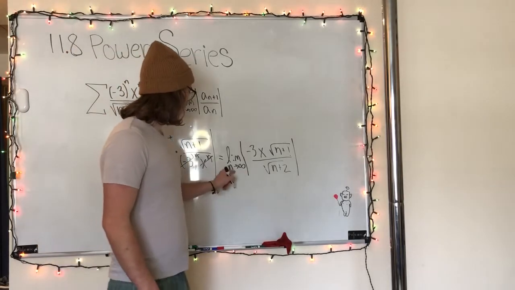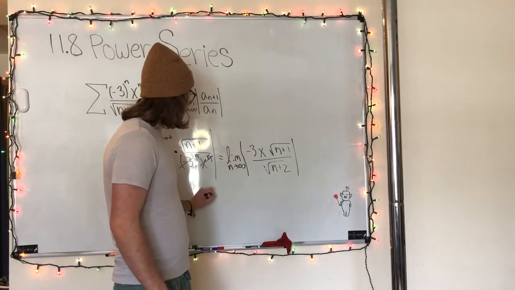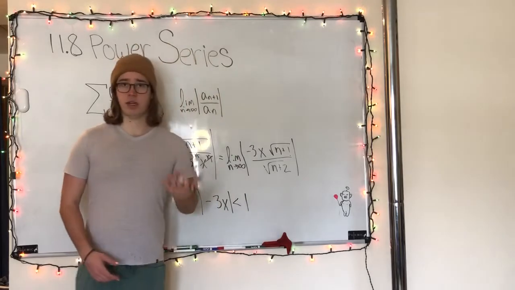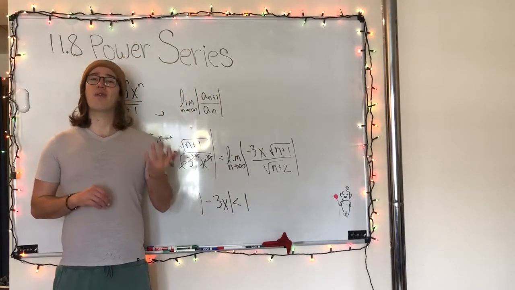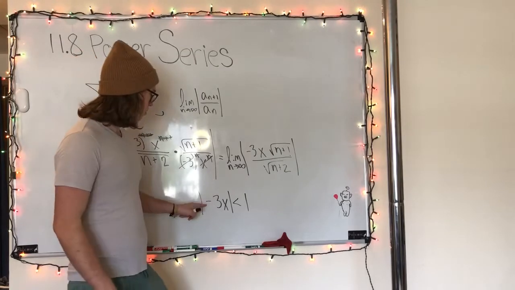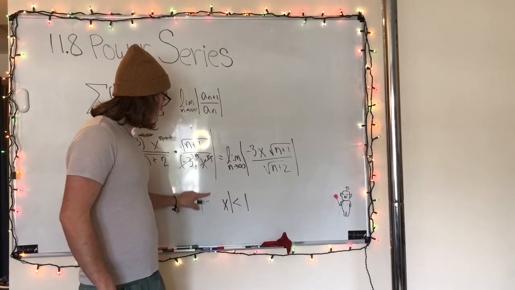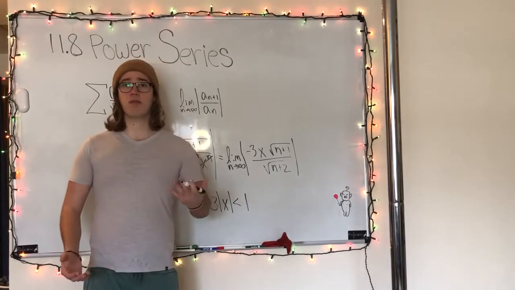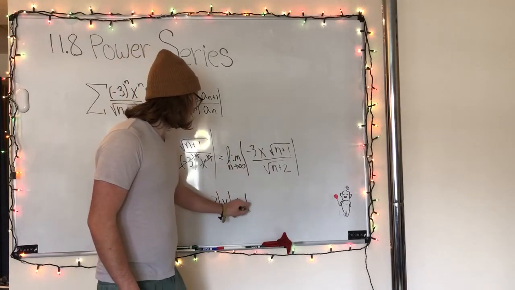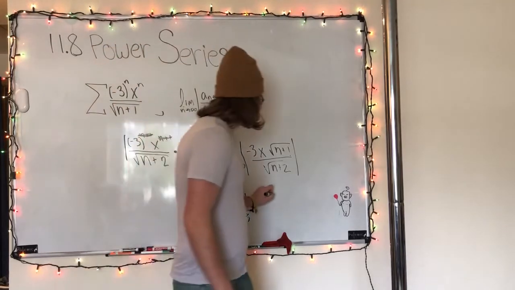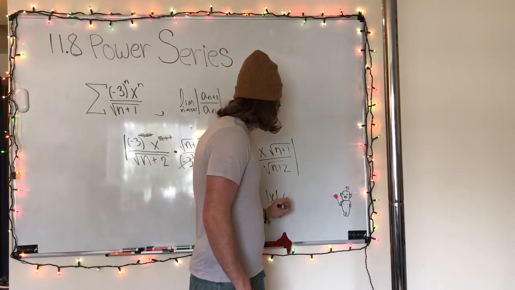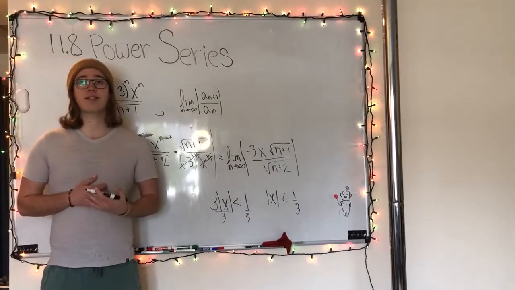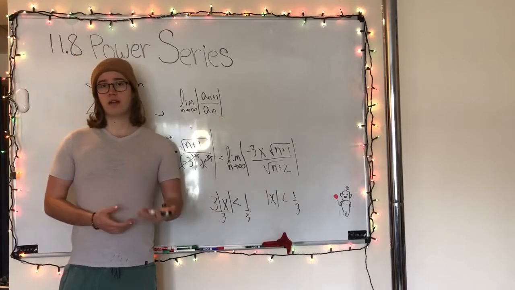So once we do this limit as n goes to infinity, this is the absolute value of negative 3x, and we want this to be less than 1. Why is that? Because that's how we find our radius of convergence. This negative 3 can just come out in front, and then we get 3 times the absolute value of x, which we can then divide by 3, and we get that the absolute value of x is going to be less than 1/3. This will give us our radius. We can say that our radius of convergence is 1/3.